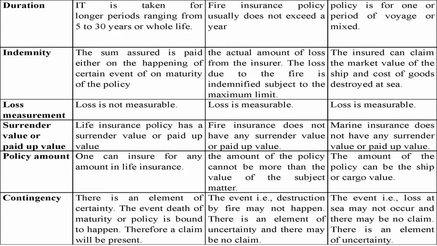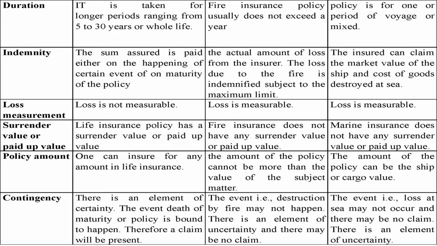Contingency is a chance when the policy is getting paid. There is an element of certainty here. The event, death or maturity of a policy, is bound to happen. It's going to happen at a certain time, either death or a particular fixed period, whichever is earlier. Therefore, a claim will be present.